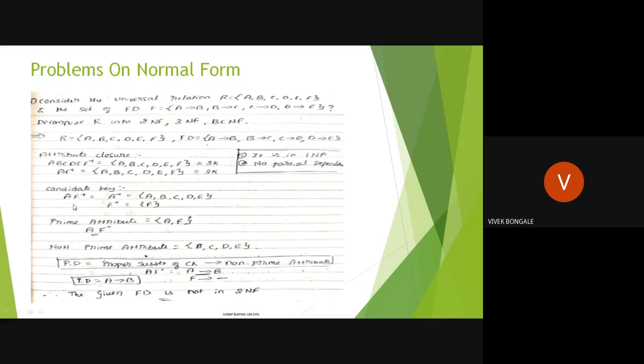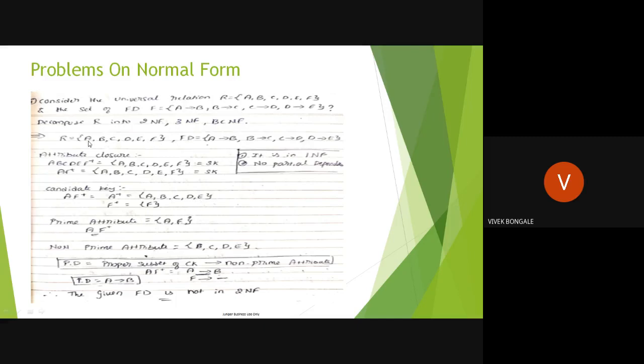So you just decompose this one. A plus, F plus: that is the attribute closure of A I'm trying to find out, and the attribute closure of F we are trying to find out, right? So with the help of the reflexive property, A determines itself, A. With the help of A, I can determine B. With the help of B, I can determine C, C to D, then D to E. F is not there, correct? So this functional dependency is there. All attributes are there in the given relation except F.